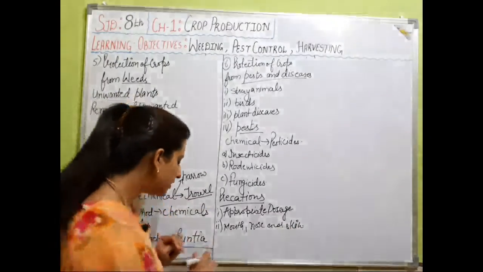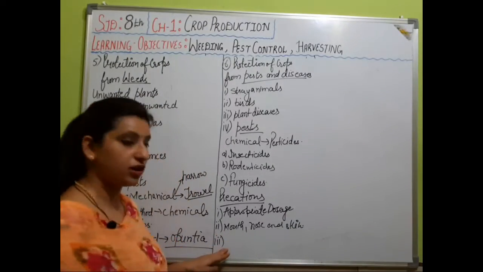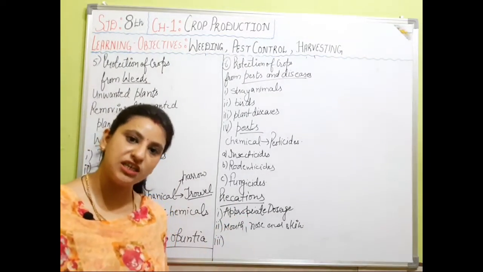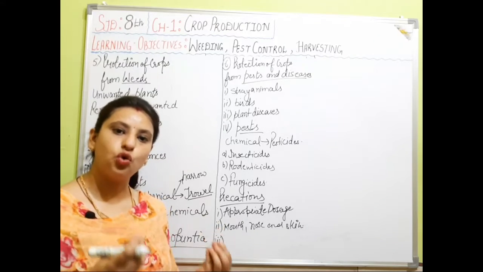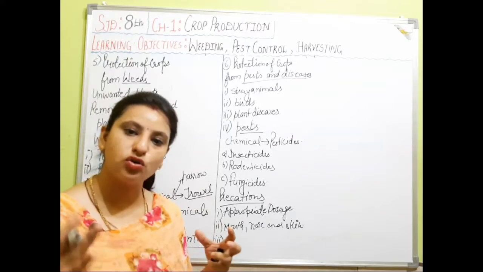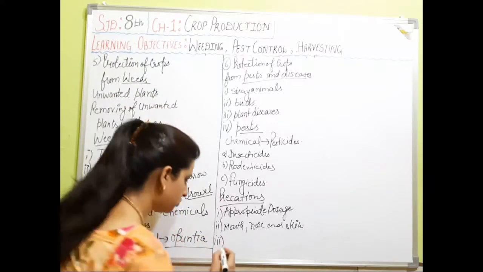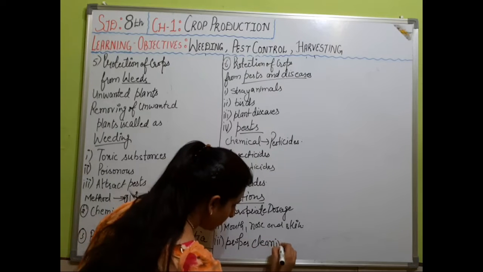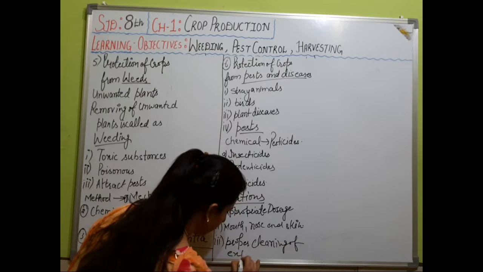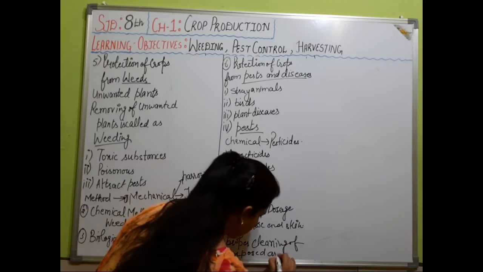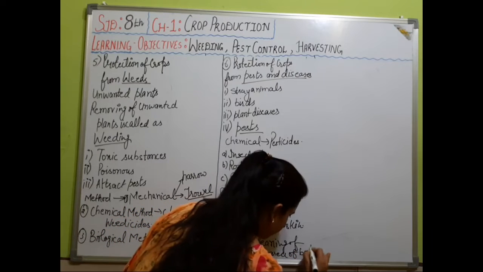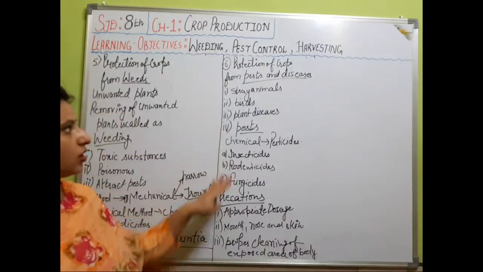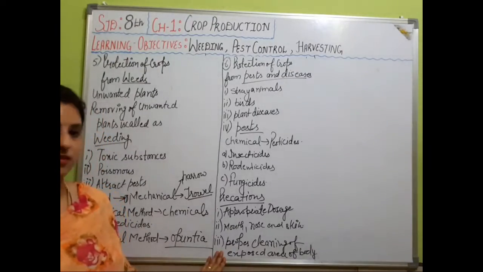Okay, and the third and most important, after using this pesticide manually or with the help of high level machines, we have to go for proper cleaning of all those areas of the body which are exposed. Proper cleaning of exposed areas of the body is very necessary, which we have to take care of. Okay, so this is all about the protection of crops from pests and diseases.